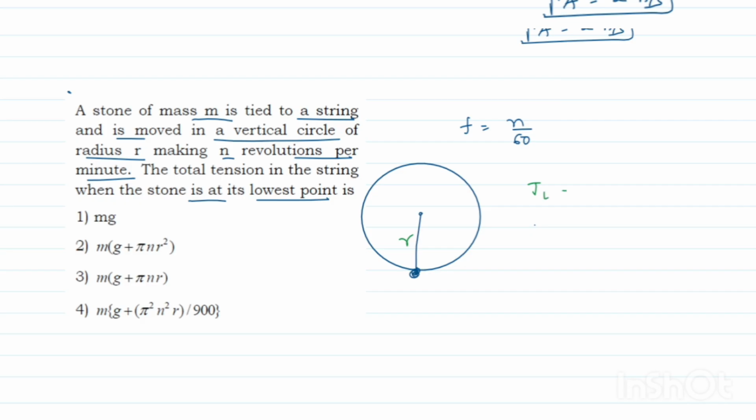So the tension at the lowest point is m omega square r plus mg. When simplifying this, take m common: m times g plus omega square r. Omega is nothing but 2 pi f, so omega equals 2 pi f. Omega square is 2 pi f whole square, which you can write as 4 pi square f square, into r.